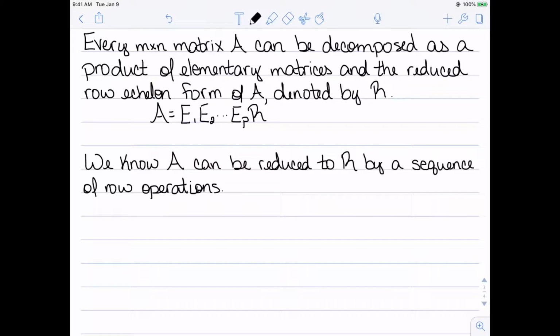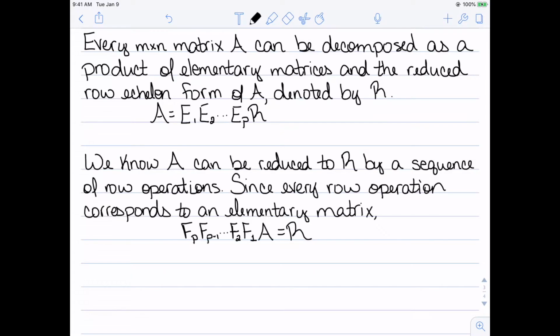Since R is the reduced row echelon form, we know that A can be reduced to R by a series of row operations. Since we know that every row operation corresponds to an elementary matrix, and multiplying an elementary matrix by A is the same as performing that row operation, I can write this as F sub P minus 1, etc., all the way up to F2, F1 times A is equal to R, where these F's are my elementary matrices that correspond to the row reduction to get from A to R.